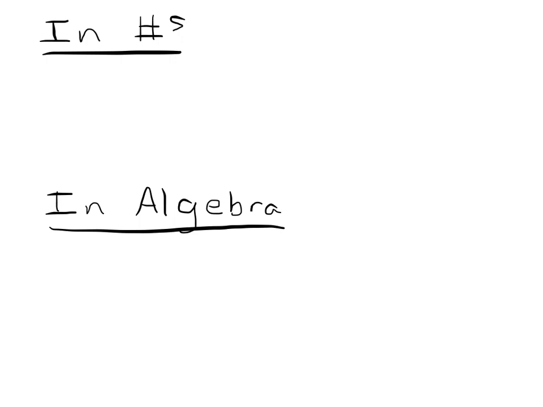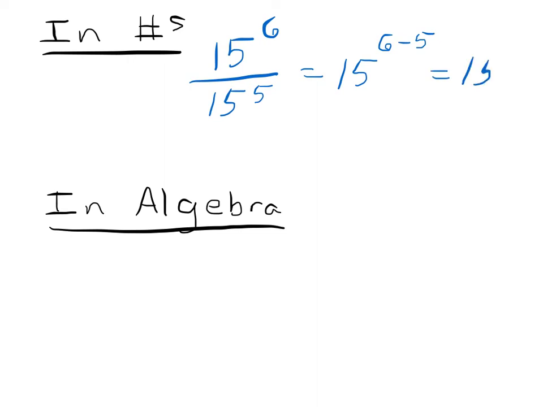So in numbers, we can show something like this: 15 raised to the 6th power over 15 raised to the 5th power. The way we show our work on this is 15 raised to the 6 minus 5, which is equal to 15 raised to the 1st power. Now, if we want to show this in algebra, and this is a type of critical thinking problem that they may try to trick you on the ACT: a to the n power over a to the m power.